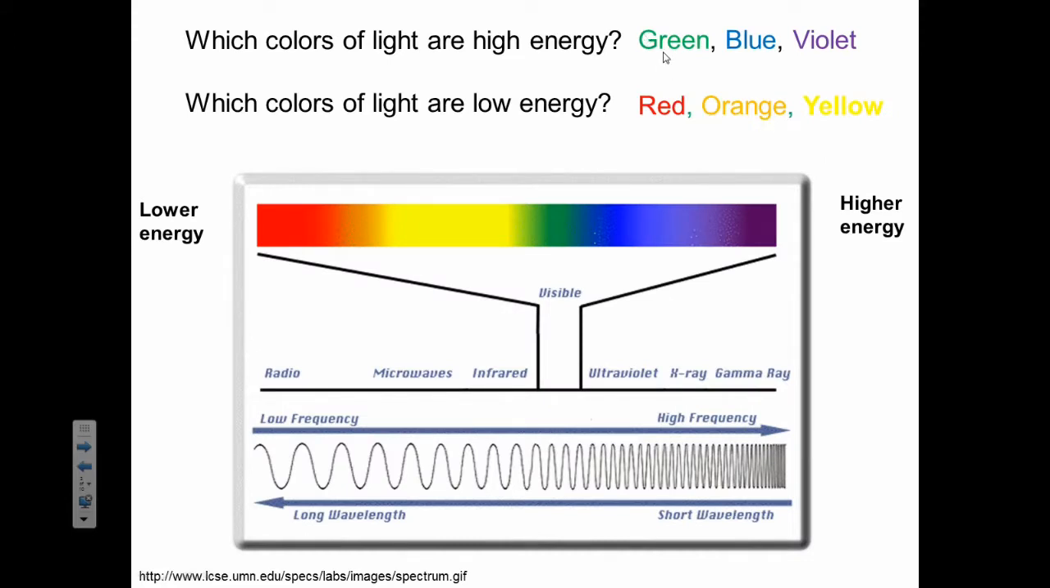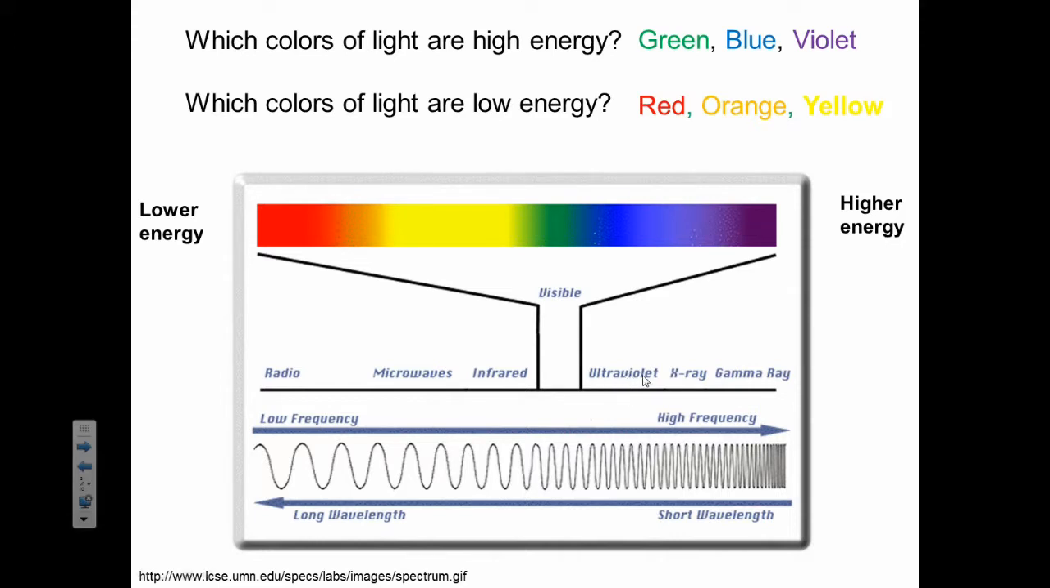Okay, so again, the colors that have the highest energy are violet, blue, and green. Red, oranges, and yellows are your lower energy. And remember, this is all a spectrum, so we can't see radio waves, but they're around. Your microwave is producing microwaves. Heat is a form of a wave. And then there's the visible spectrum, which is what we can see.